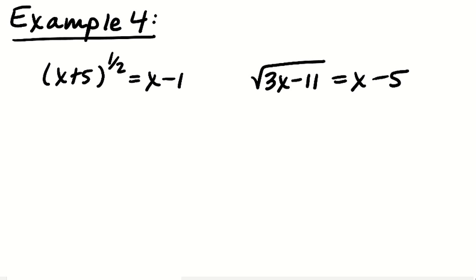All right. So on the one on the left, you have x plus 5 to the 1/2 power. We got to get rid of this 1/2 power. That's going to prevent us from solving for x directly. So I'm going to square both sides. So I'm going to say x plus 5, once I square x plus 5 to the 1/2, I'll just get x plus 5, equals x minus 1 squared.